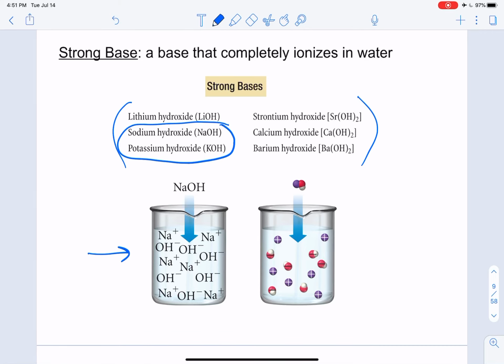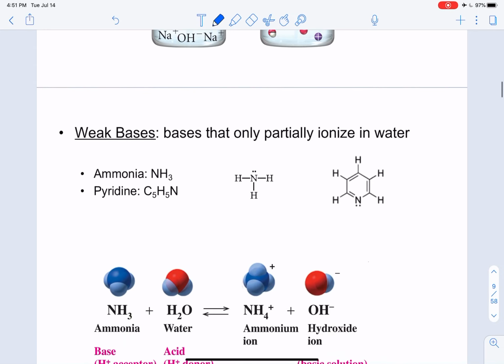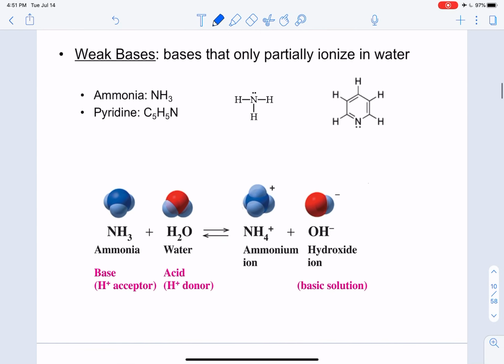All right, so weak bases. Weak bases are like weak acids. They're only going to partially ionize in water, partially dissociate. So they won't cause as great of a hydroxide concentration increase as strong bases, but they'll still cause a lot of hydroxide to appear.